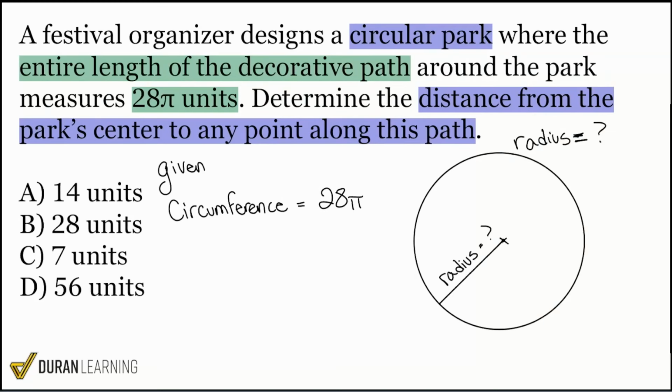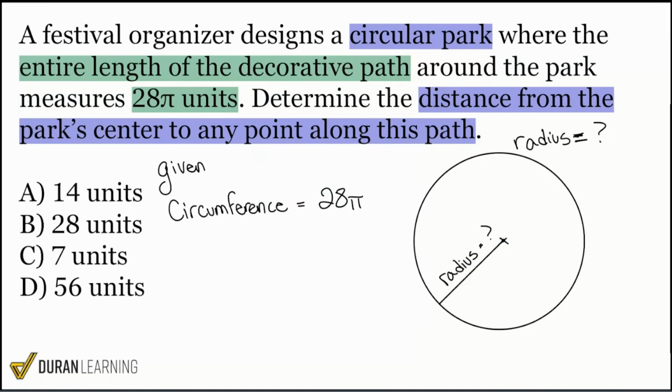Before we continue, take a moment and ask yourself, answer it if you're here live or out loud if you're watching the recording. Does it make sense to you, even if we don't know how we're going to get it done, that we have the circumference and we want the radius? Is that clear? Yes or no? Right on. So again, we have the circumference, the entire length of the decorative path going all the way around the park. That's circumference. And we want the distance from the center to any point on the path.